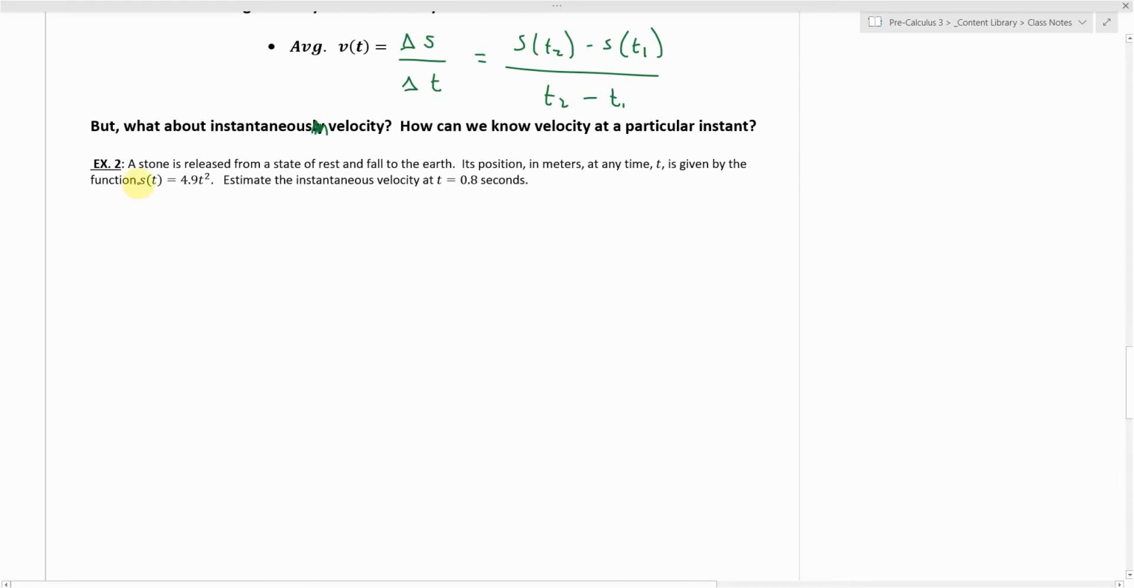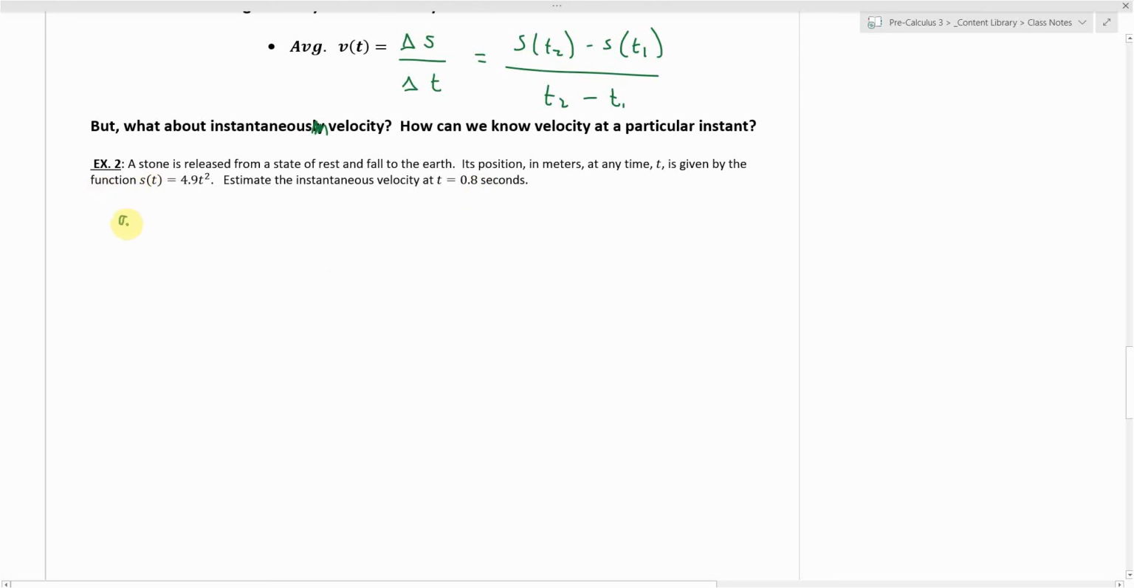So let's read the problem. It says a stone is released from a state of rest and falls to the earth. Its position in meters at time t is given by the function S of t equals 4.9 t squared. Okay, and this is one of Galileo's formulas that you'll learn all about in physics. But let's estimate the instantaneous velocity at t equals 0.8.